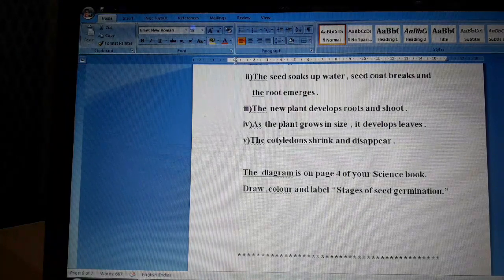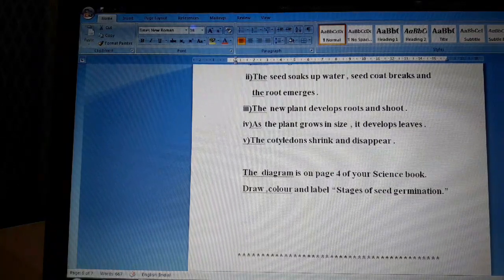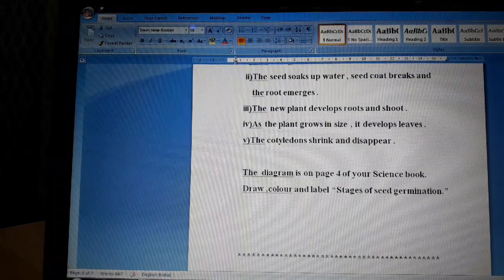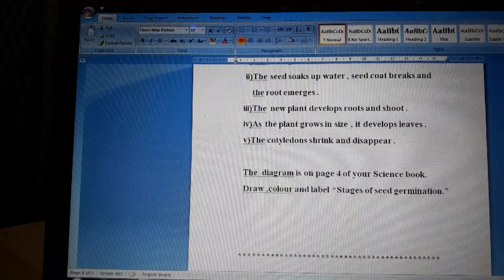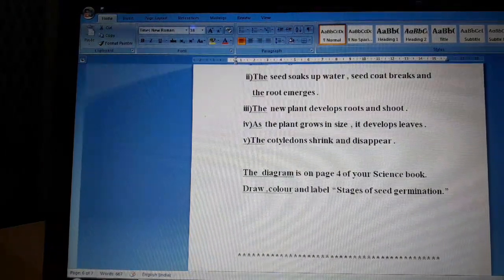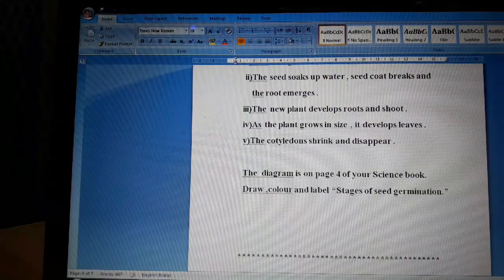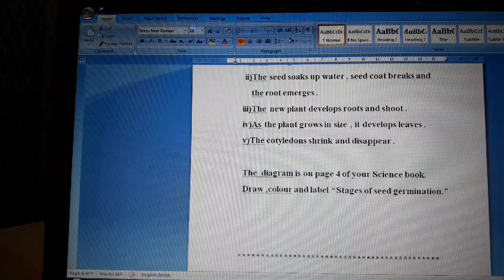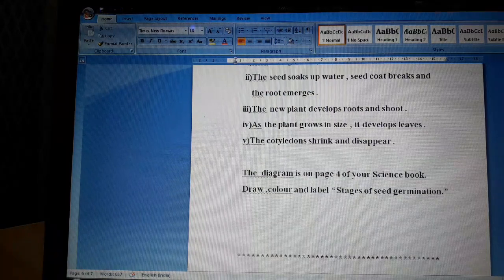Okay, and as the plant grows in size, it develops leaves. New leaves come out. Then the cotyledons shrink. Shrink means it just becomes very small and disappears. And the diagram is on page 4 of your science book. Please see it, and because I have uploaded the book on our website, please see it and draw it. Draw, label and color it.